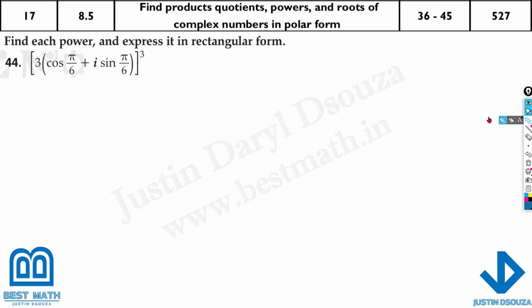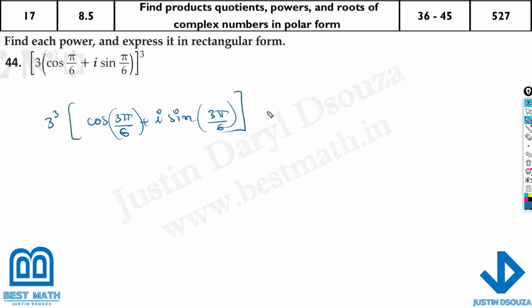Now this is an easy problem. Why? Because over here it's in the complex form, so we don't have to convert it. We directly use 3 power 3 times cosine 3 pi by 6 plus I sine 3 pi by 6, because 3 times pi by 6 would be over here. And then we put it in the calculator. It's basically pi by 2. Okay, you can even do that. 3 cubed will be 27, and cosine pi by 2, you know, it's 0, plus I sine pi by 2 is 1I.